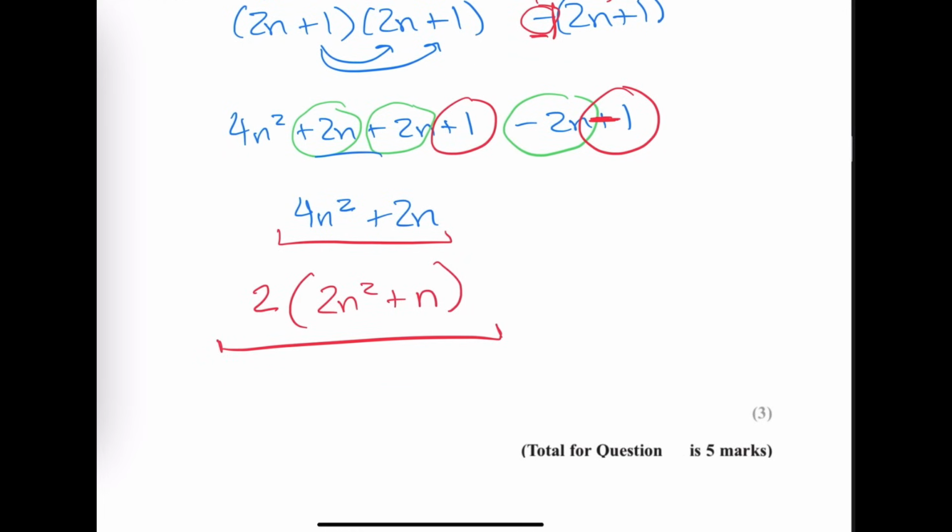We can also take out 2n if we want as well. So it will be 2n plus 1, which is also the answer.